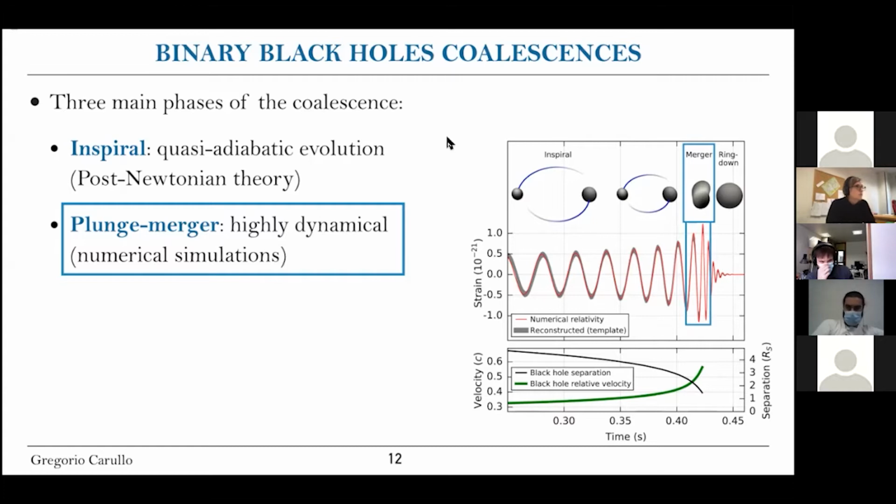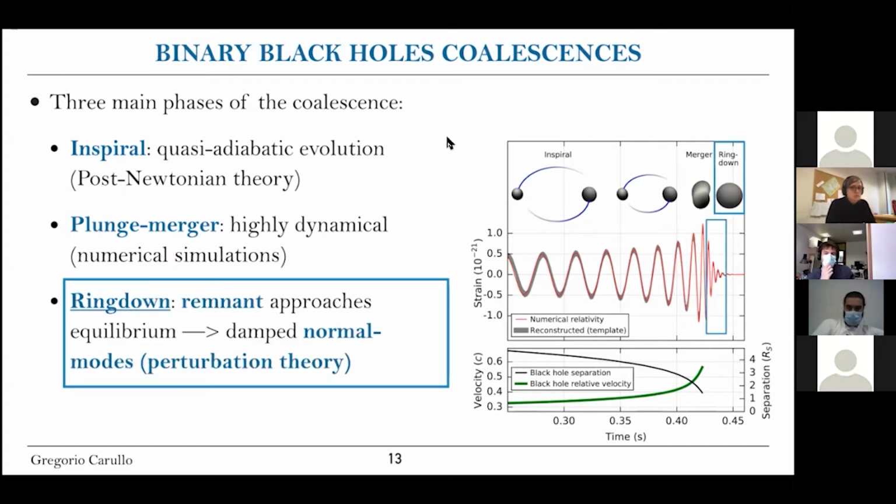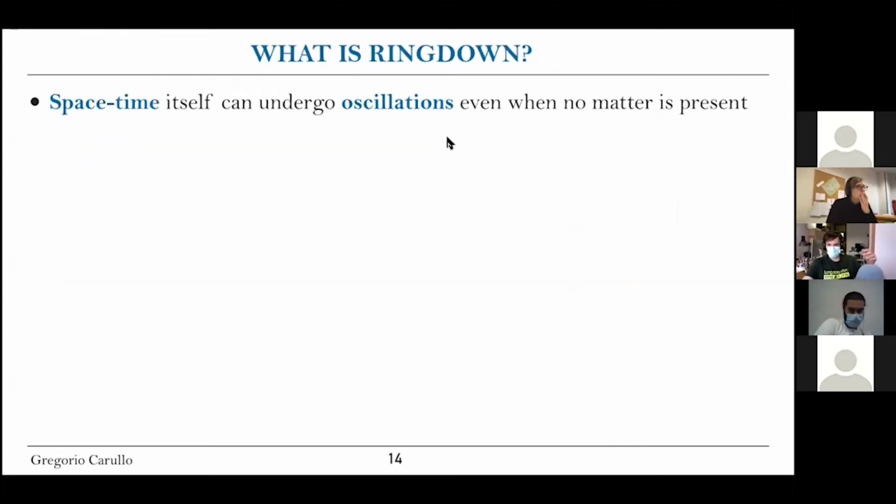And finally, once the remnant object has formed, so a common horizon has formed, you have this highly distorted object, which then approaches equilibrium, so it sheds off all its anisotropies, and in doing so, it emits gravitational waves according to its normal modes. So it vibrates according to its normal modes, and specifically damped normal modes. And this phase, in its spectral content, can be described by perturbation theory.